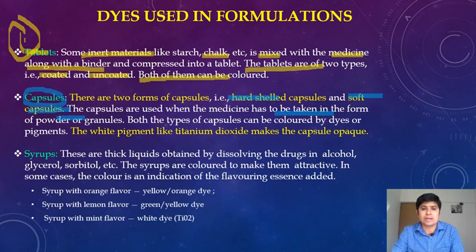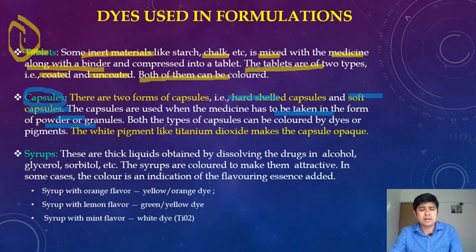Capsules are used when the medicine has to be taken in the form of powder or granules. If you have seen a capsule by opening it, sometimes it contains granules, or sometimes powder. That means a capsule is either in the form of powder or granules. Suppose you have seen a capsule of vitamin B12 complex, mostly used at the time of mouth ulcer, it has some granules in that capsule.